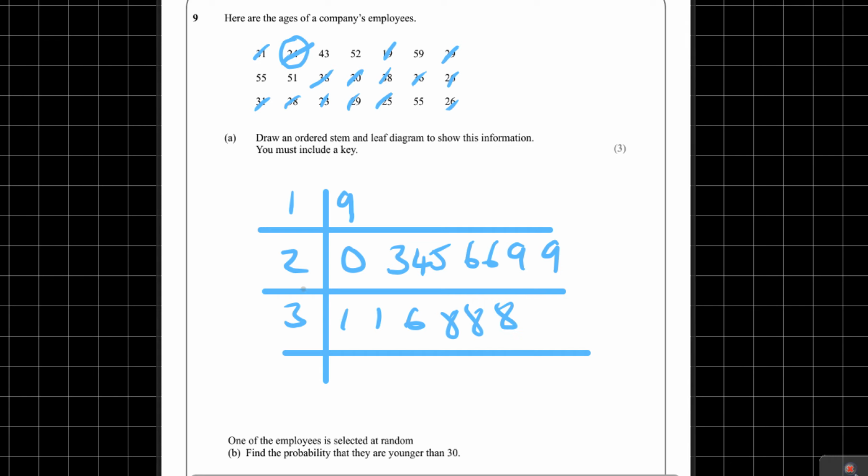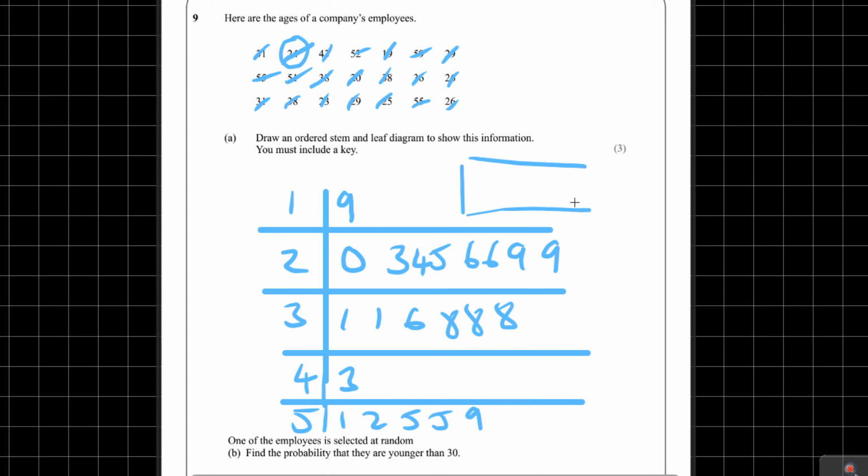And then we've also got the 40s. So 43. And then the rest of the numbers are in the 50s. So 5, do a row across, and we're left with 51, 52, 55, 55. So again, 1, 2, 5, 5, and then 59. And that gives you your final stem and leaf diagram, but don't forget your key. So here, when you put your key in, it's going to be 1 and 9, which is equal to 19. And that's your key, and there's your 3 marks.